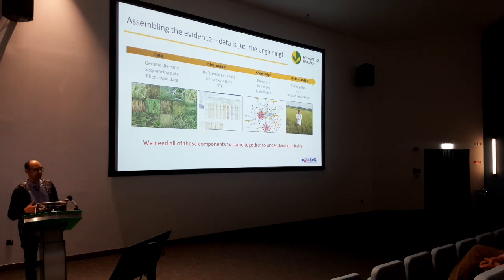So knowledge can be buried in free text, like the scientific literature, or it can be structured in pathways or ontologies, which are computer machine readable. So there are over 29 million publications in PubMed, and there are over 750 different ontologies published on BioPortal, for example. So this data, information, knowledge all together can then be used to derive understanding, for example, to understand yields, nitrogen use efficiency, and disease resistance. We need all these components to come together to understand our traits.